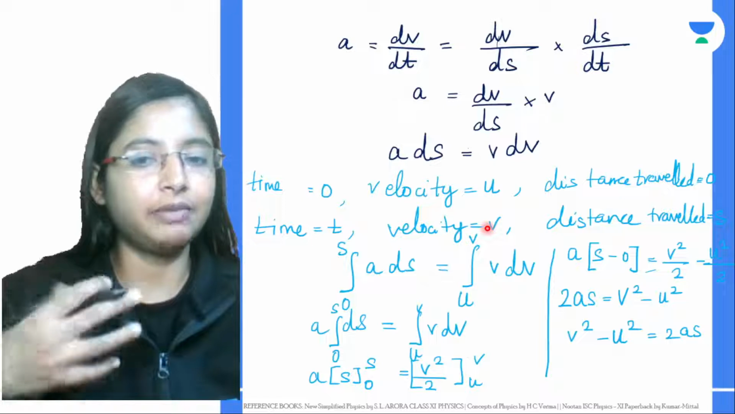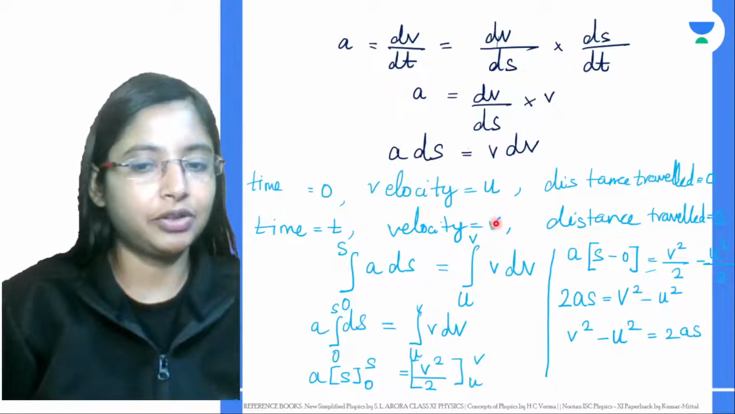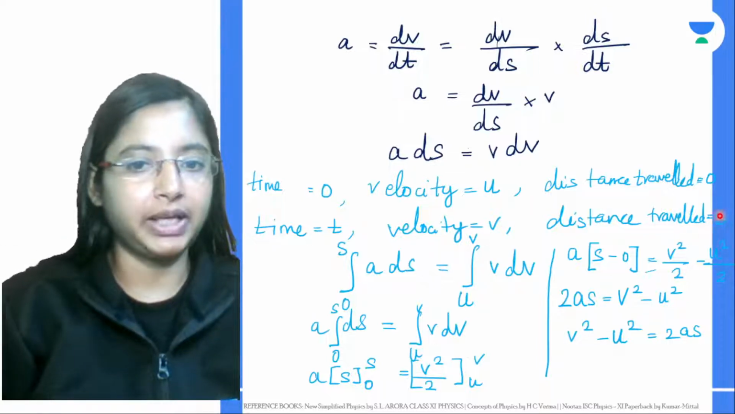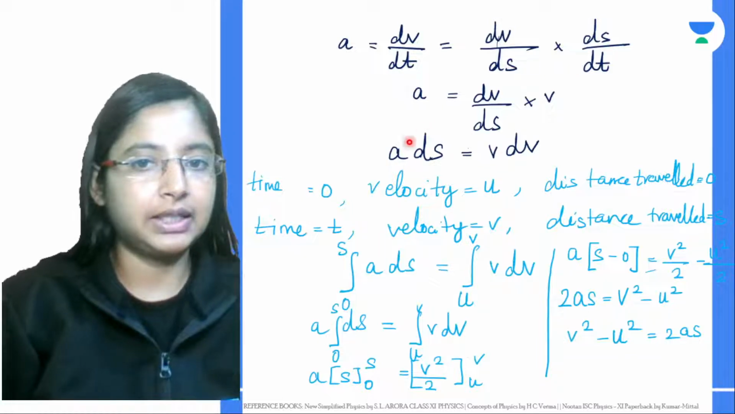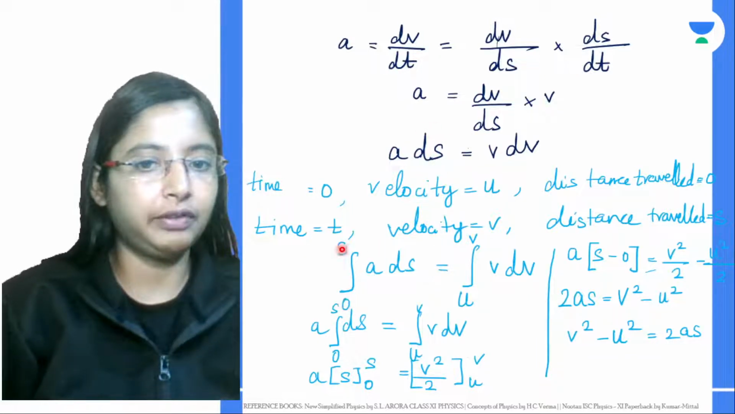In this case, there is some velocity that has occurred, right? That will be the final velocity that you're taking as v. Distance traveled will be s. Now you're going to integrate on both sides. This side it's a function of distance, so you'll integrate from 0 to s.